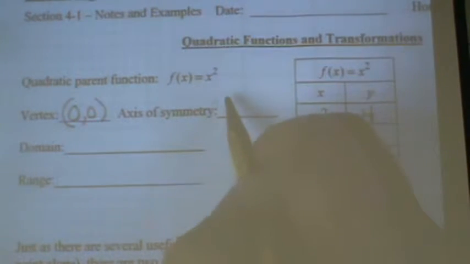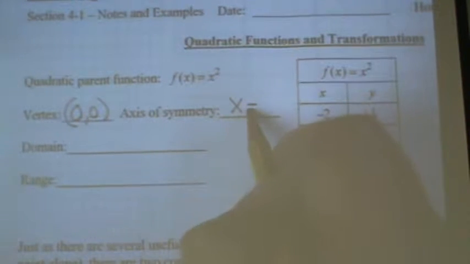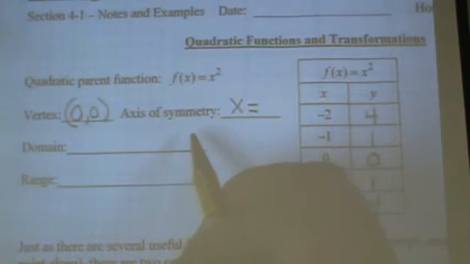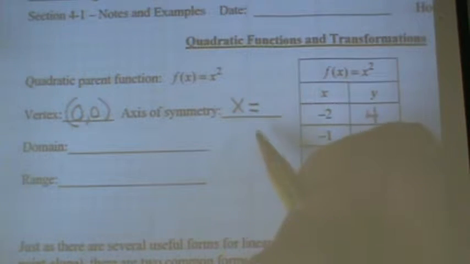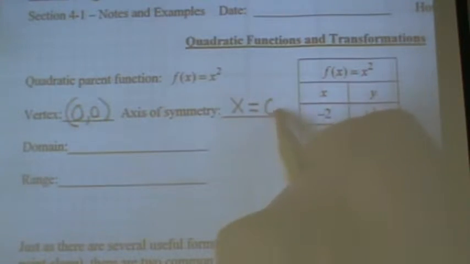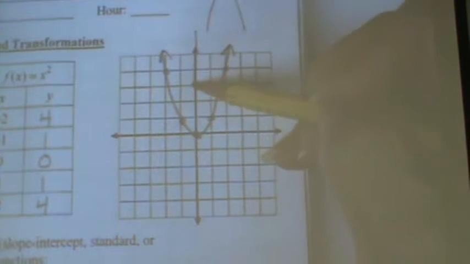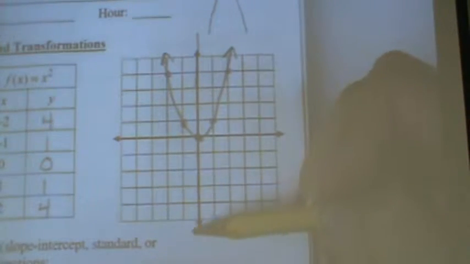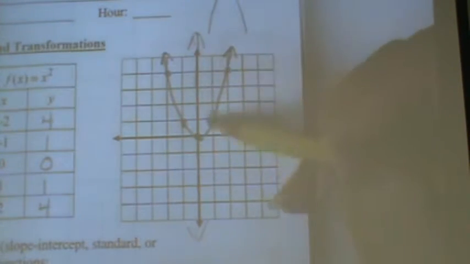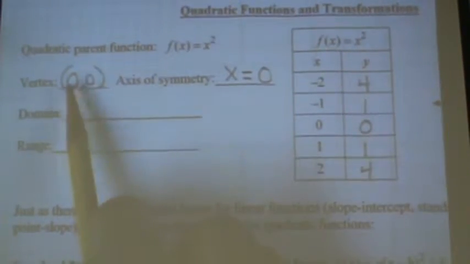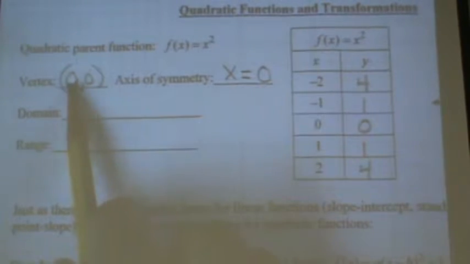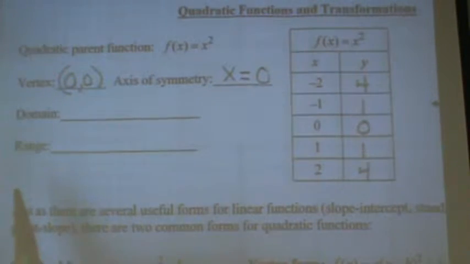The axis of symmetry is an imaginary line that goes through the graph. It's not part of the graph, but it is a guide to help you see symmetry in this picture. So what is the axis of symmetry? It's the line x equals 0. It goes right through the vertex, and it has a name: x equals whatever the x of the vertex is.